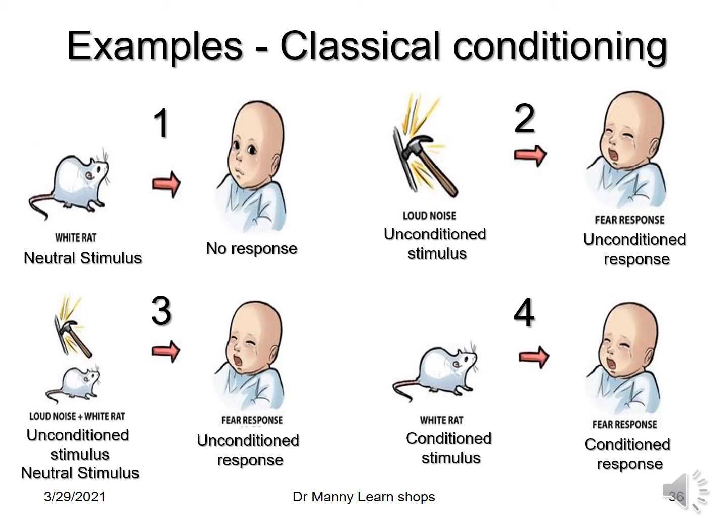After repeated associations, noise, rat, cry, the kid just has to see the white rat and he starts to cry. This is a conditioned stimulus.